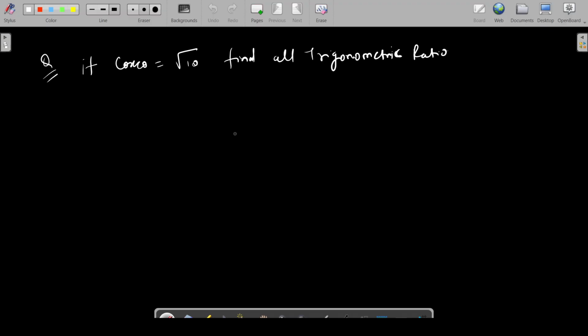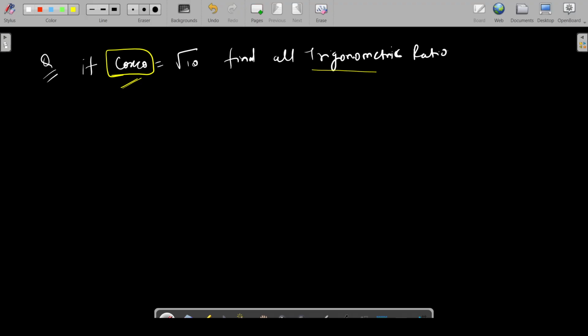So today I have another question. I am coming up with one more interesting question. I mean, it's the same question but a slightly tricky one. If you can see on your screen, I have been given cosec theta. Please apologize for my handwriting. This is the best I can write. So it means cosec theta is equal to root 10.